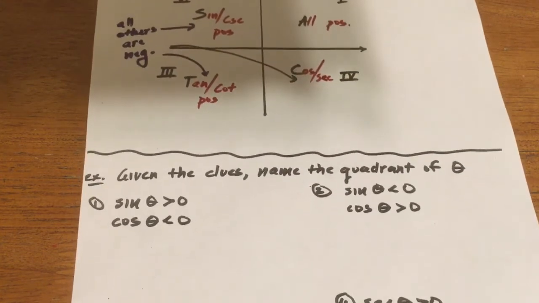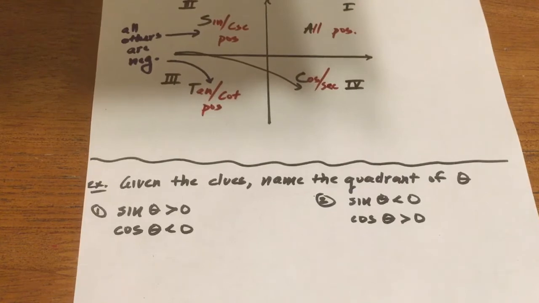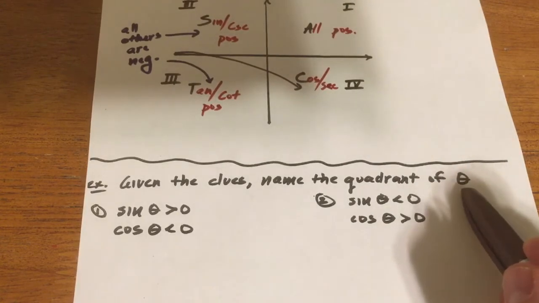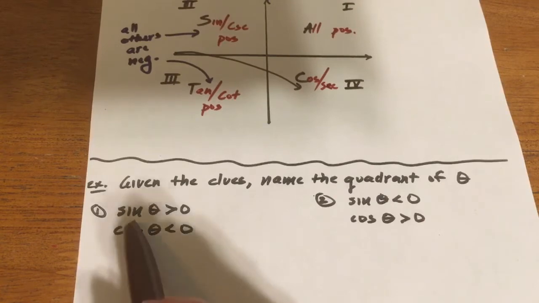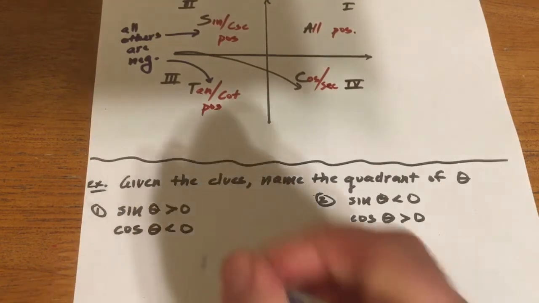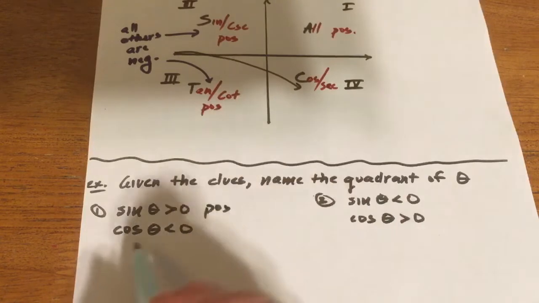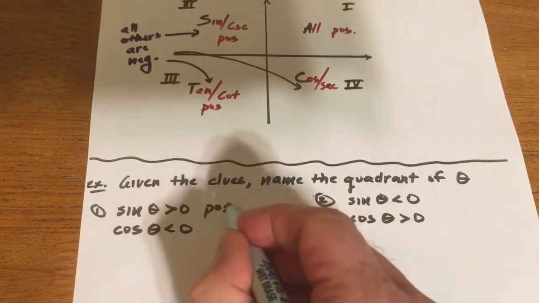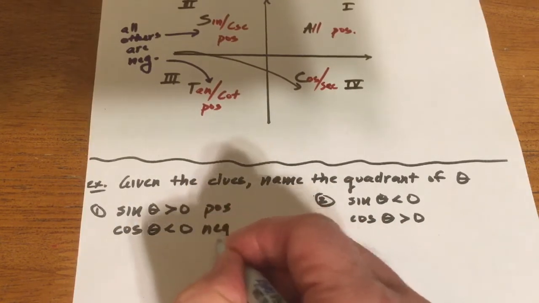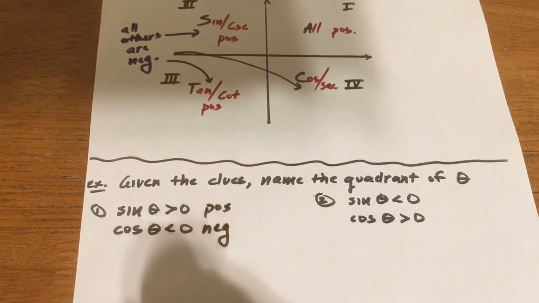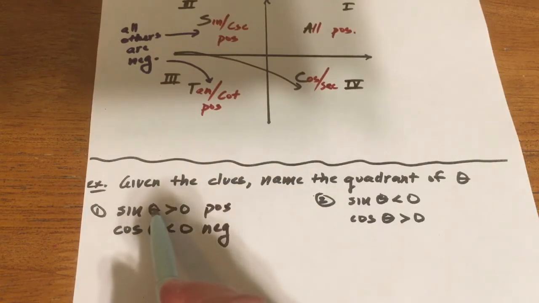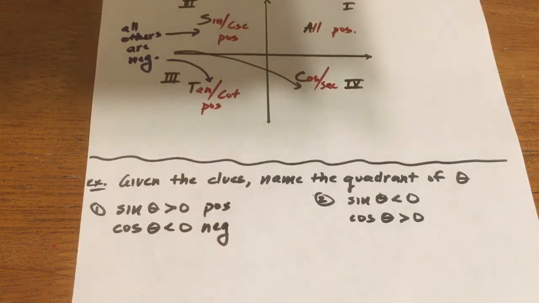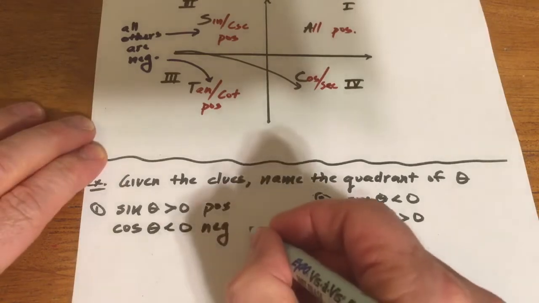Here it says, given the clues, name the quadrant of theta. So theta is an angle, and what we need to do is this. If sine theta is greater than 0, or sine theta is positive, and if cosine theta is less than 0, or cosine theta is negative, what quadrant is theta going to be locked in to exist in? It could be in quadrants 1, 2, 3, or 4, and what we can do is go ahead and use a coordinate plane and figure that out.